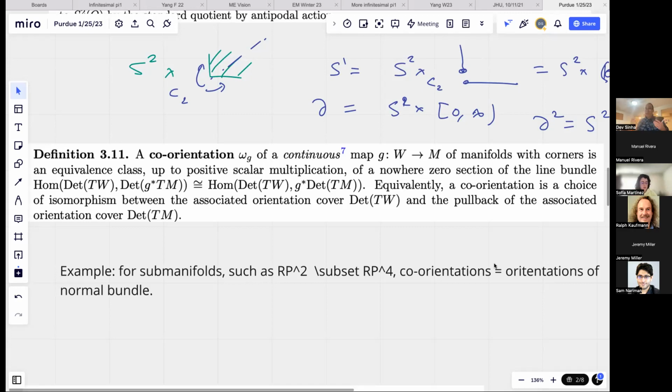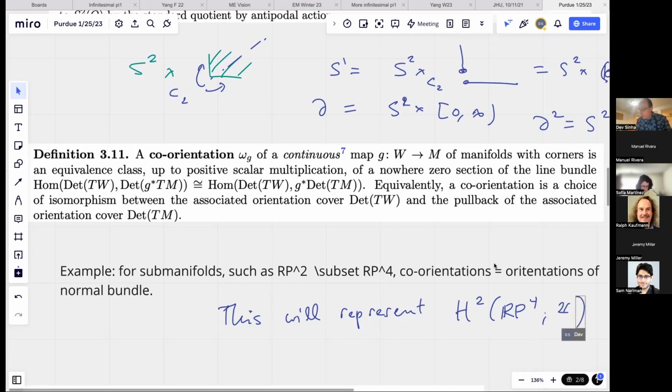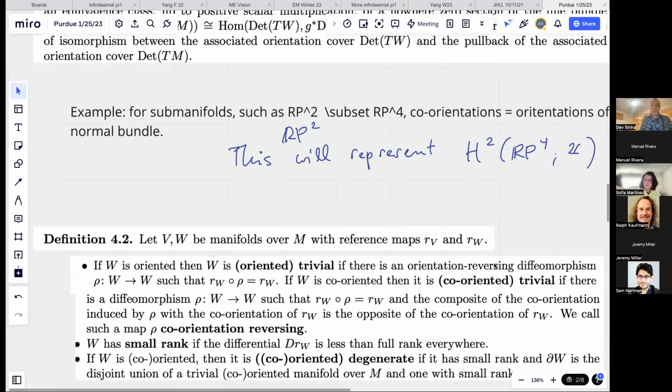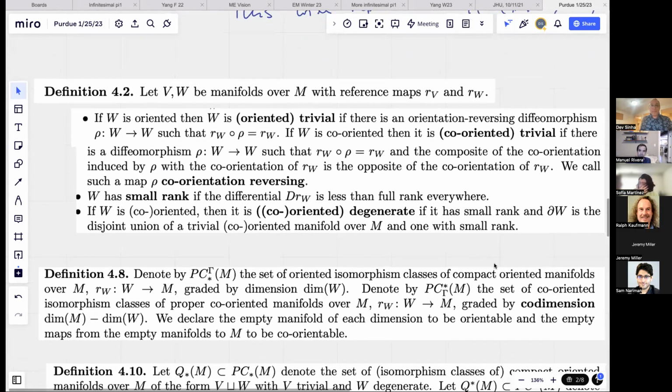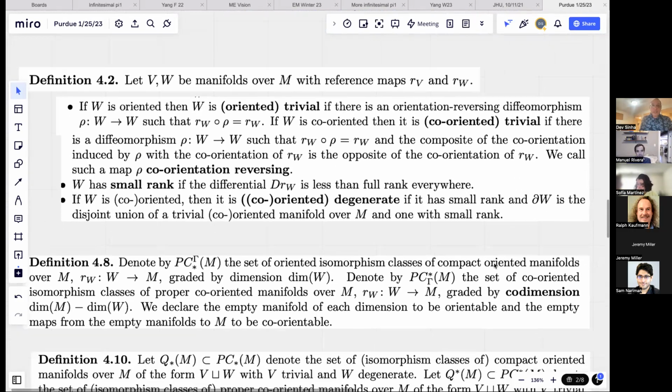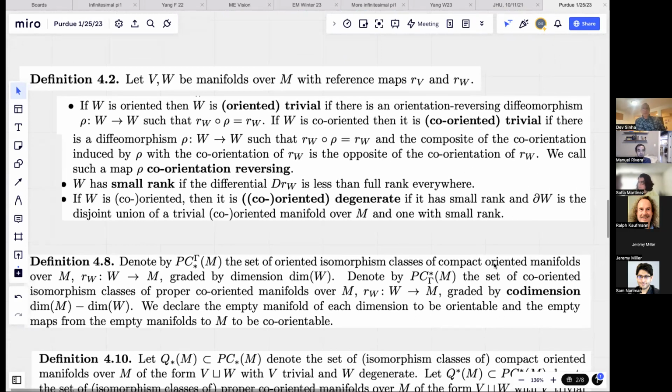It's an RP2 inside RP4, so it's codimension 2. Any RP2 is going to represent the codimension 2 cohomology of RP4 over the integers. So even though they're not both oriented, the key thing is co-oriented here. Okay. So let's get to the actual nitty-gritty definitions.